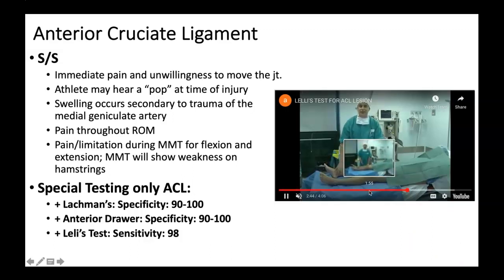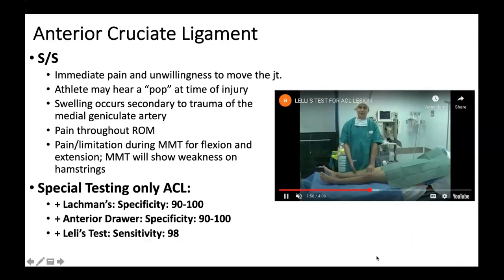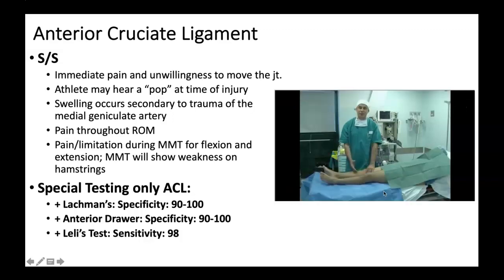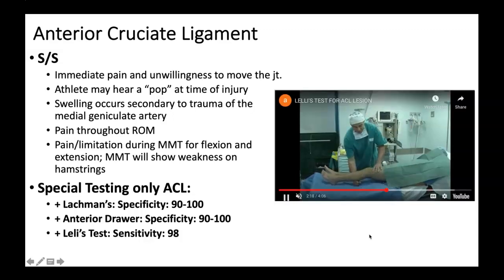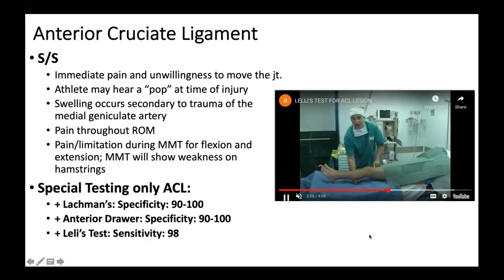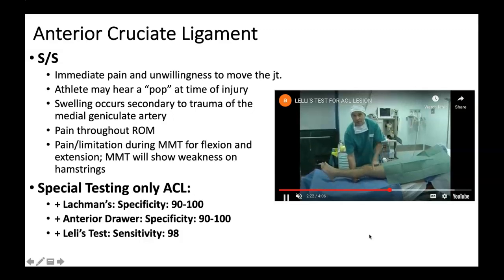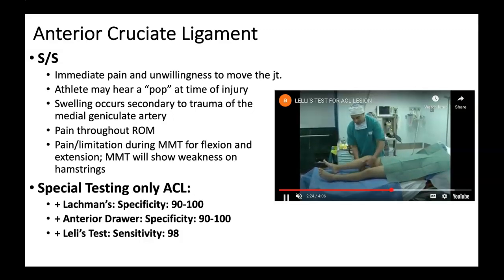So I'll go back one more time so you can see it. Here we go. So you see him pushing on the femur. You see the foot moving because the femur and the tibia are attached by the ACL.